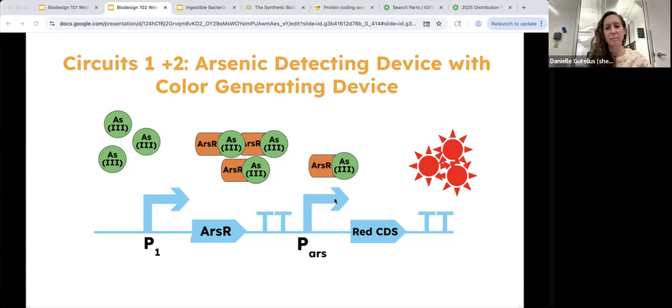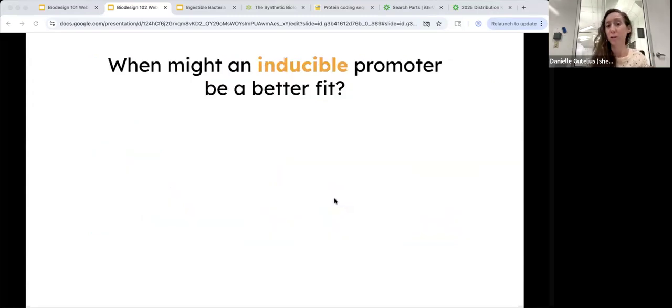Okay. So in this example, we used constitutive promoters to control our repressor. So let's quickly talk about when you might want to use an inducible promoter. We have not done that yet. An inducible promoter, again, is only able to turn on transcription under certain conditions.